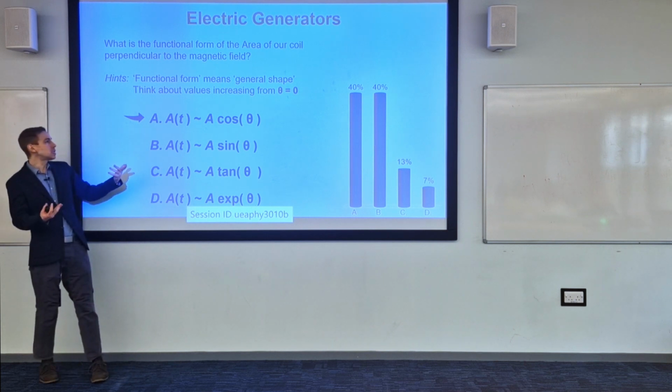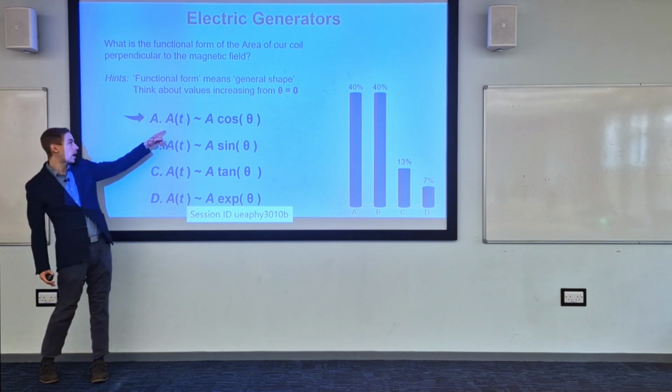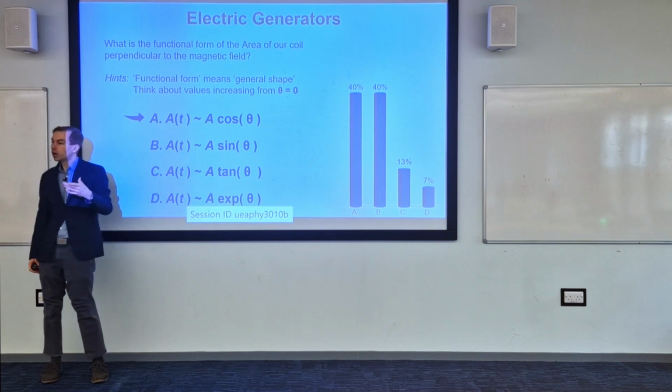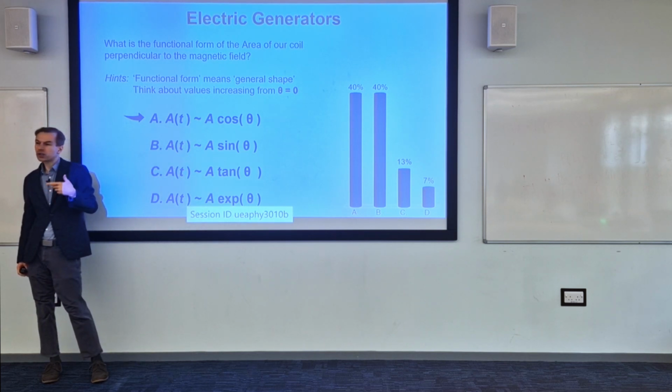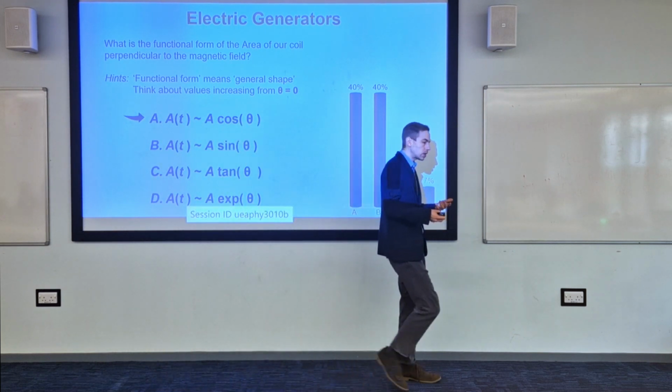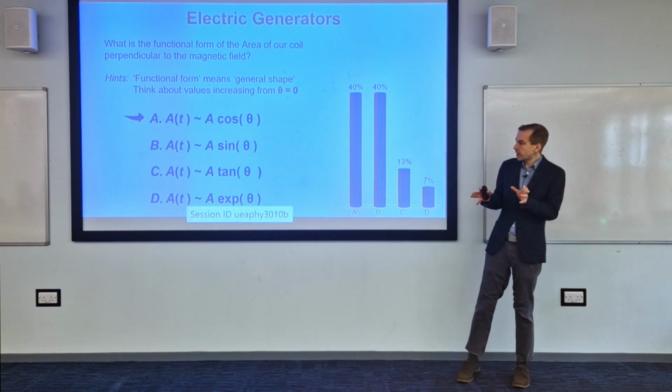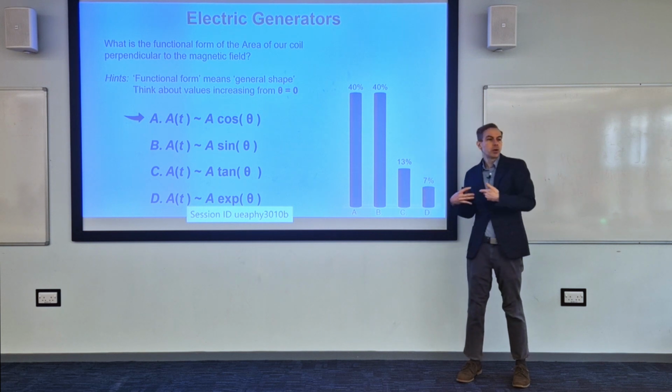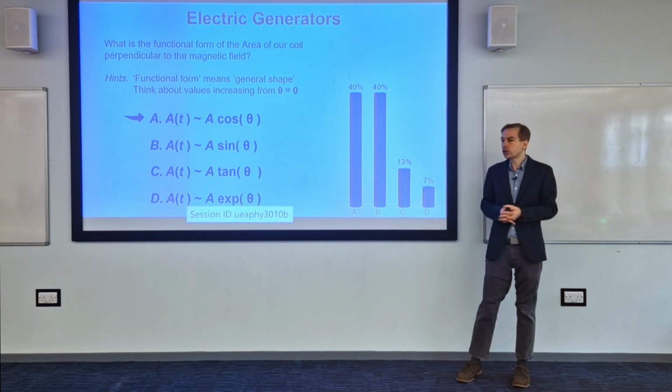So this is the functional form for how our area depends on the angle. It's going to be a kind of cosine relationship. The next step of this puzzle is to get a bit more exact, and not just have a functional form, but work towards an exact equation for what our area versus time is.